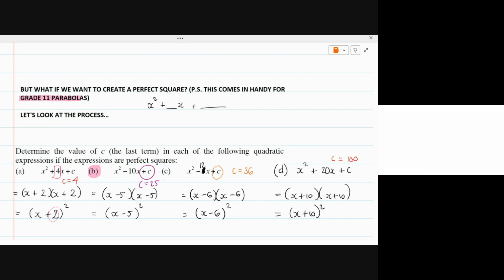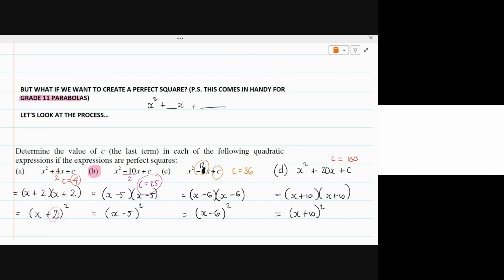So in this particular question, we've taken 4 divided by 2, which gave us 2, and we squared it, and it gave us 4. Let's look at what happened over here. We took negative 10 and divided it by 2 and it gave us negative 5, and negative 5 all squared gives us 25. Shall I keep going?